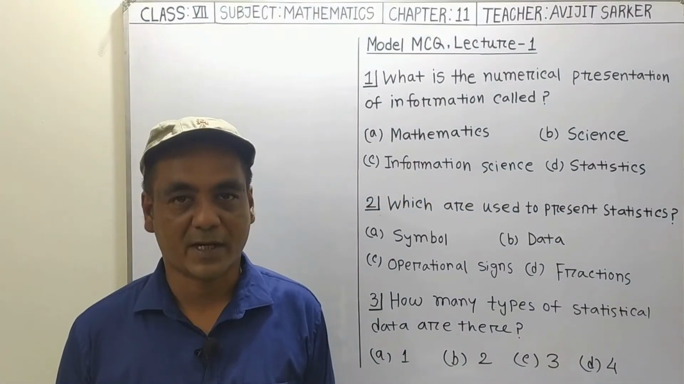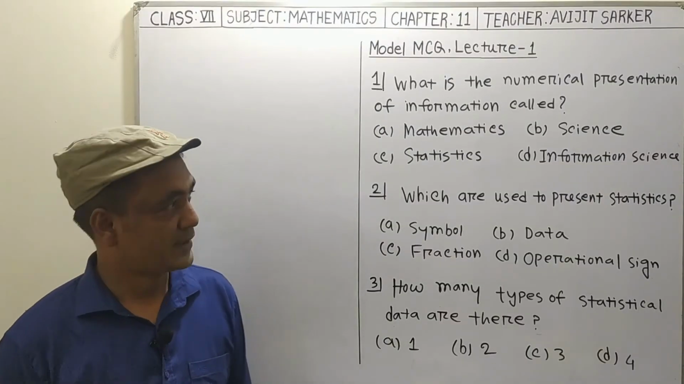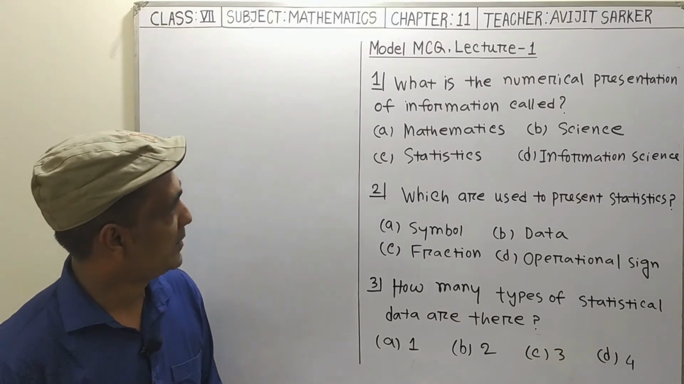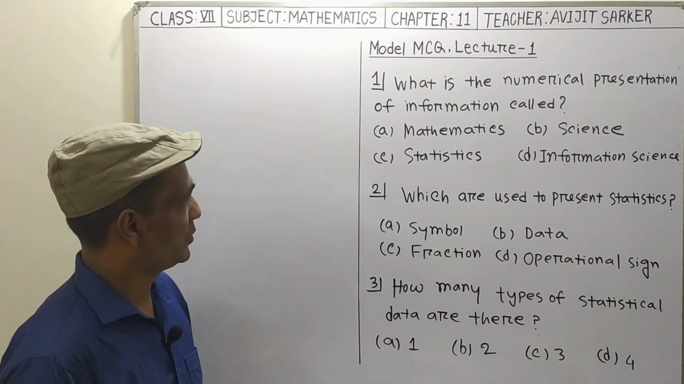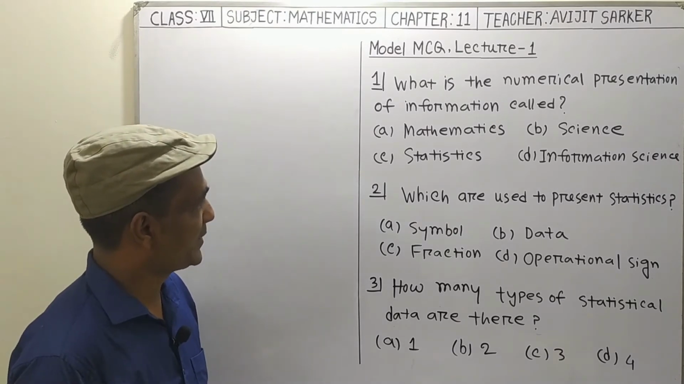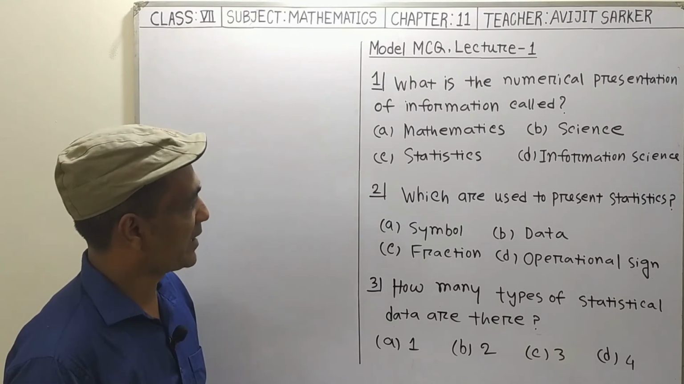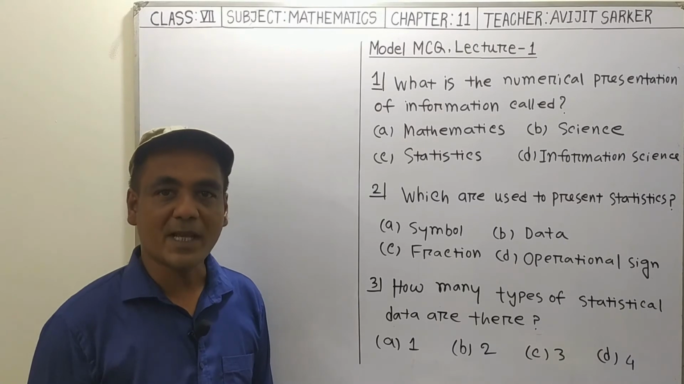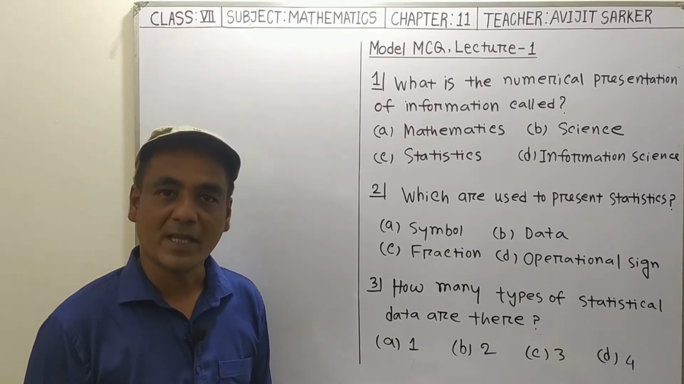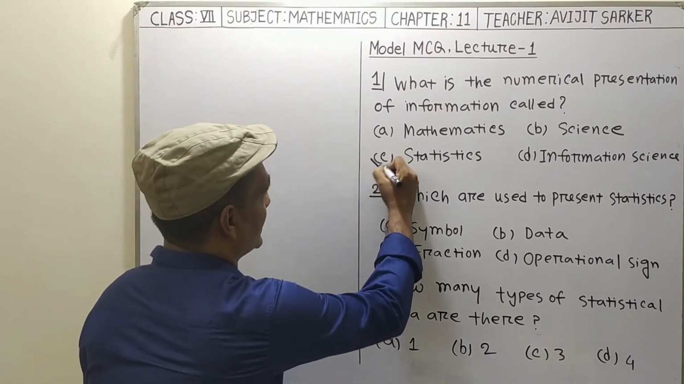I am going to conduct a class on Model MCQ in chapter 11. Model MCQ, lecture 1, question 1. What is the numerical presentation of information called? Option A, mathematics. Option B, science. Option C, statistics. Option D, information science. We know numerical presentation of information is called statistics. So the correct option is C.